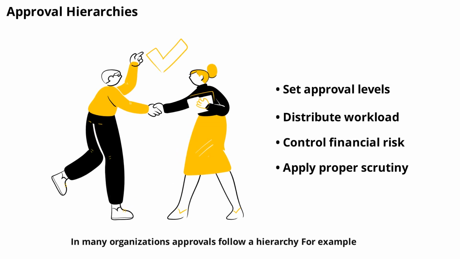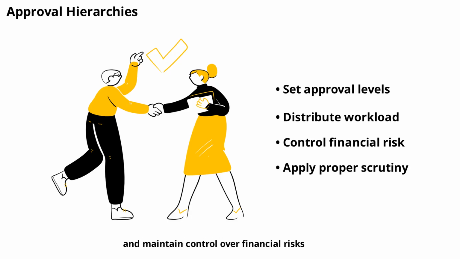In many organizations, approvals follow a hierarchy. For example, small refunds might be approved by a supervisor, while larger credits require a manager's sign-off. Designing these hierarchies into your workflow ensures that the right level of scrutiny is applied to each decision. It also helps distribute workload and maintain control over financial risks.